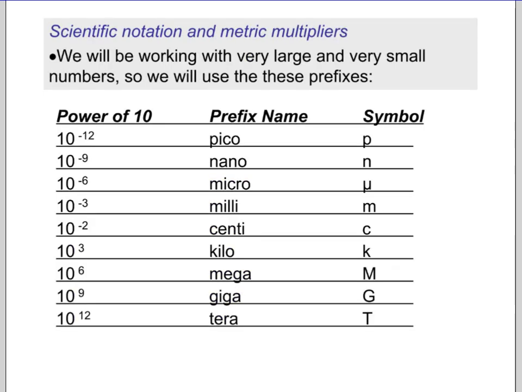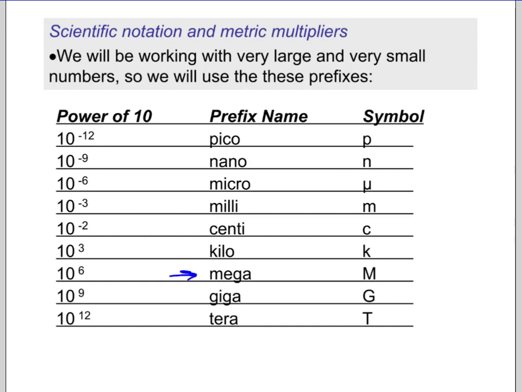Scientific notation and metric multipliers. I have these around the room. It's not a bad idea to snap a photo of this or download this. These are all the common prefixes that are used, and you should be familiar with them. Some are more popular than others, but these are the ones we want to try and make sure we know.